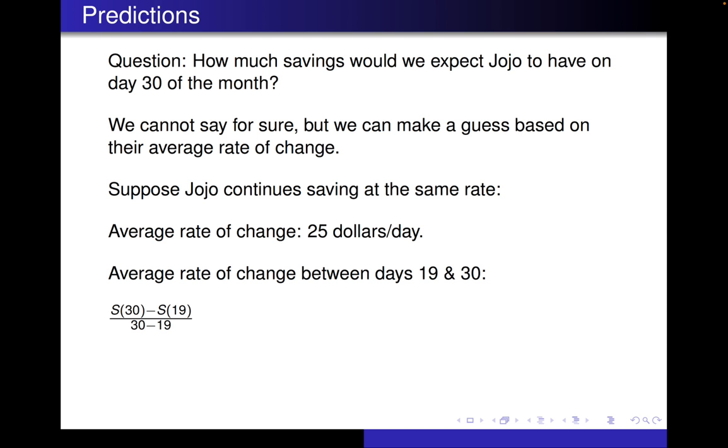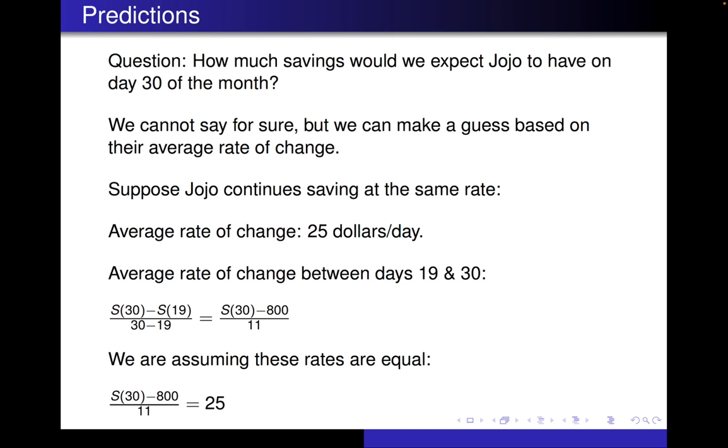The good news is we know what all the other quantities are. We know that after 19 days, JoJo has $800, so S of 19 is 800. And we know 30 minus 19, that's 11. Now, we're going to assume that the average rate of change of $25 a day is the same as the average rate of change that JoJo has between days 19 and 30. So that S of 30 minus 800 over 11, which is our average rate of change between days 19 and 30, is going to be equal to 25, which is our average rate of change throughout the whole month.